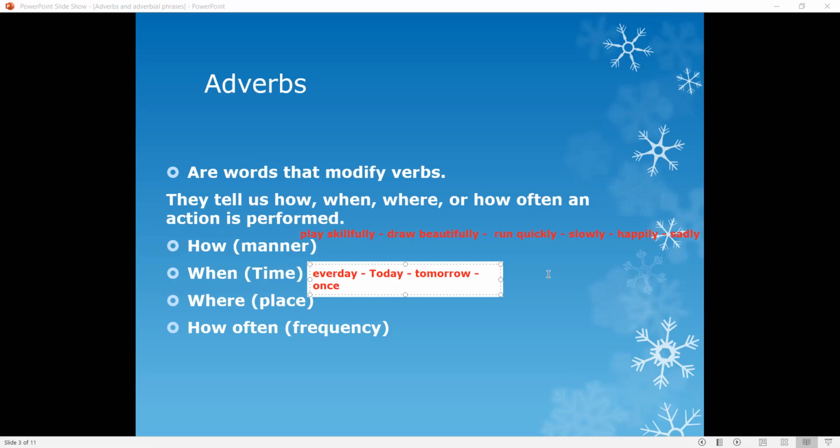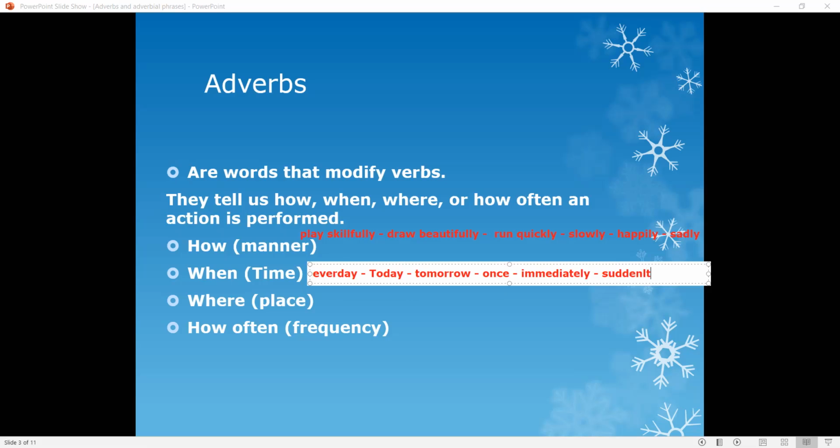We also have once. We also have immediately. It tells us the time. Immediately means right away, at once. We also have suddenly. It also shows the time. When did you see the ghost? I saw the ghost suddenly, running out of the window. All right, so suddenly, immediately, these are all time adverbs.